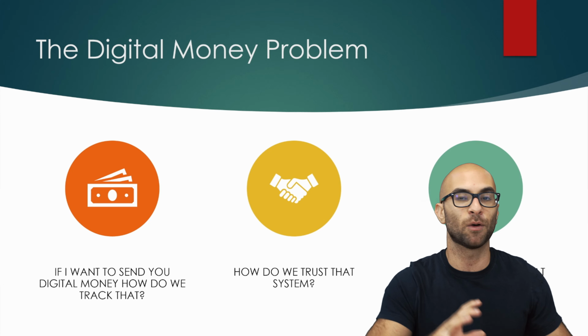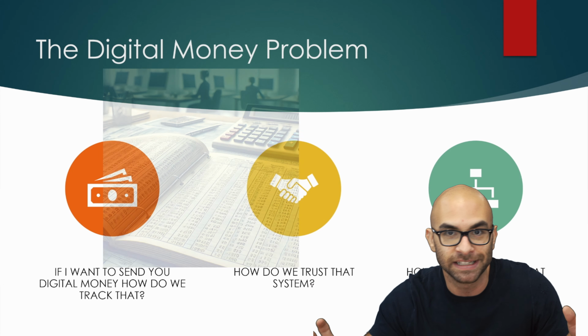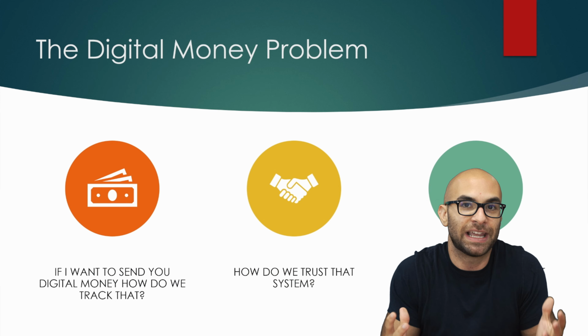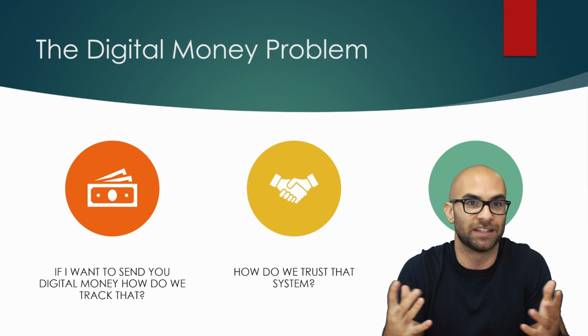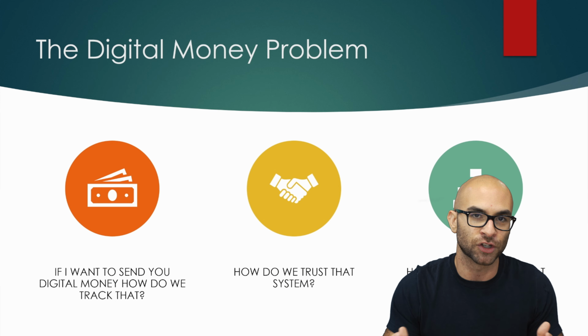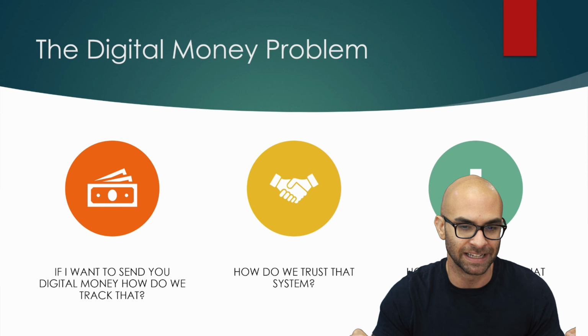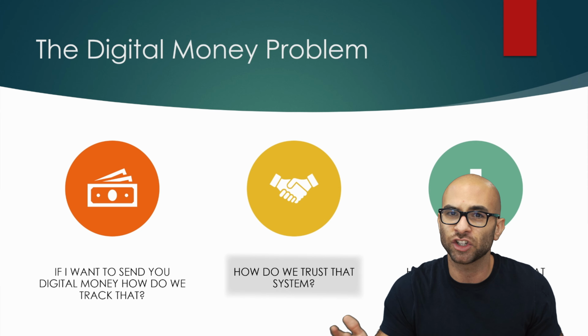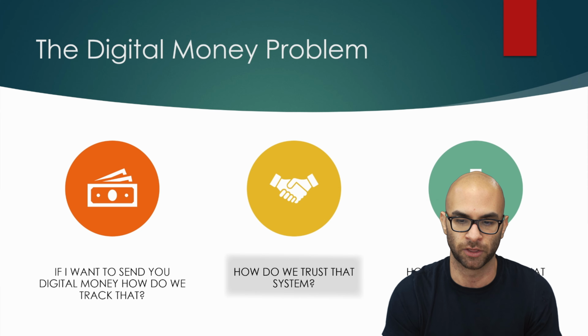Because instead of fiat, where all these banks and centralized authorities have these ledgers and they say, okay, person A sent money to person B, how do we actually track that when it comes to this digital money aspect? Also, when it comes to tracking this, how do we actually trust the system that is tracking it, especially if there isn't some sort of centralized authority or bank?